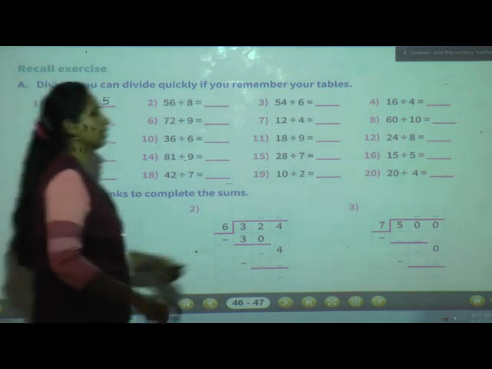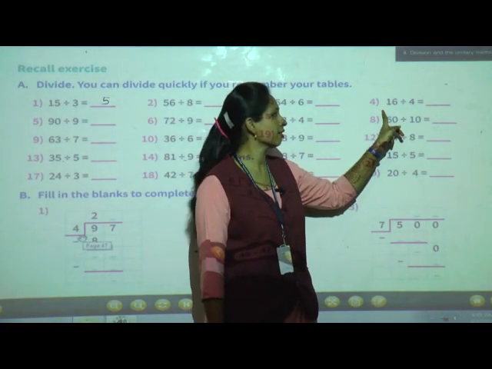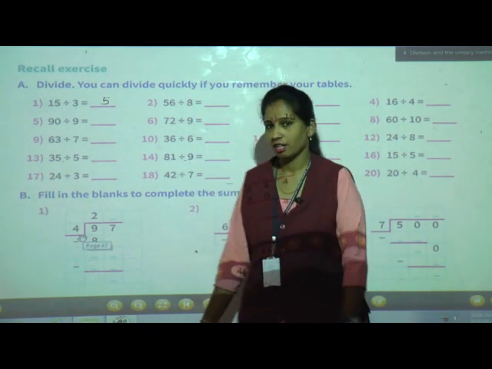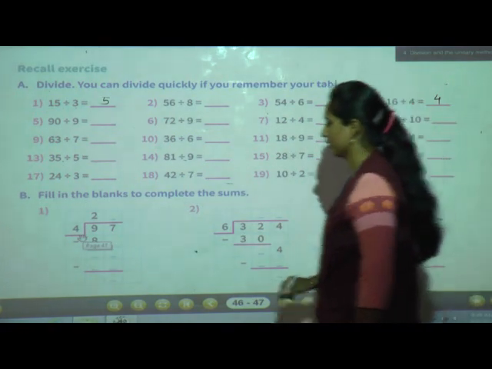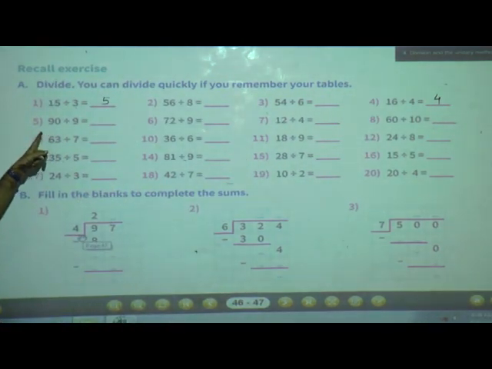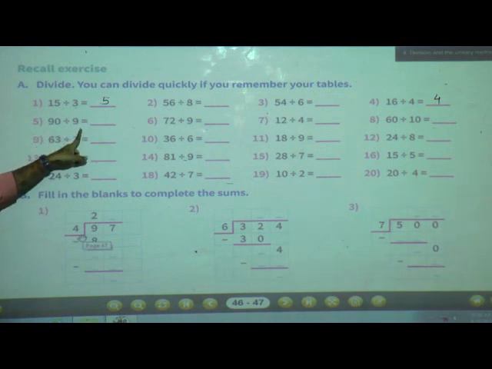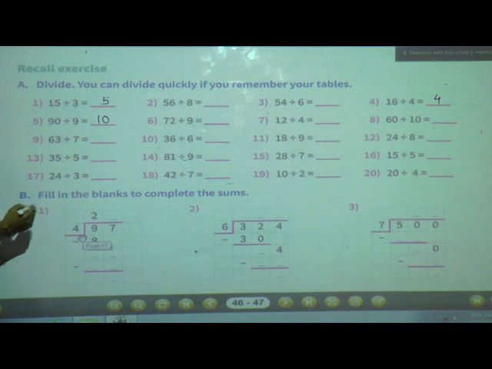Now the fourth one I will take. Now see, in 4 table where 16 comes? Yes, 4 4s are 16. Okay. Now fifth one I will take. Now what is the fifth one? Fifth one, see, 90 division by 9. So where 90 comes in 9 table? Yes, 9 10s are 90, isn't it?